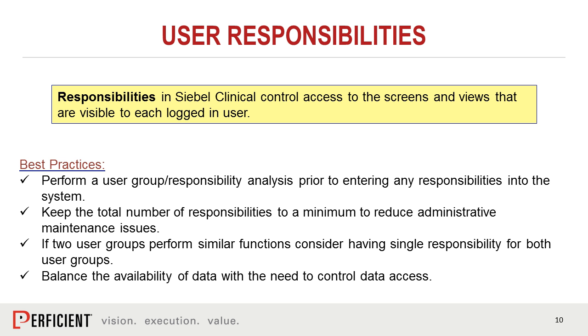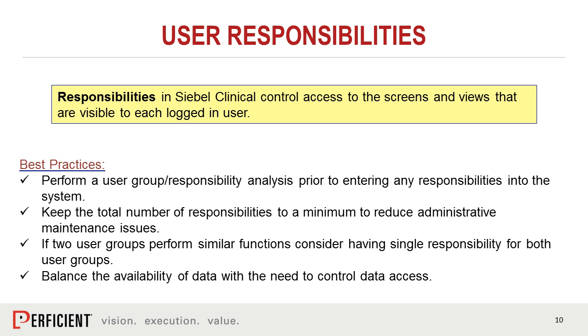So from that review, you should be able to create what we call a user access matrix to apply in Siebel. As part of that process, it's important to keep the total number of responsibilities or user types to a minimum in order to lessen the complexity of the assignment and maintenance of those system users.